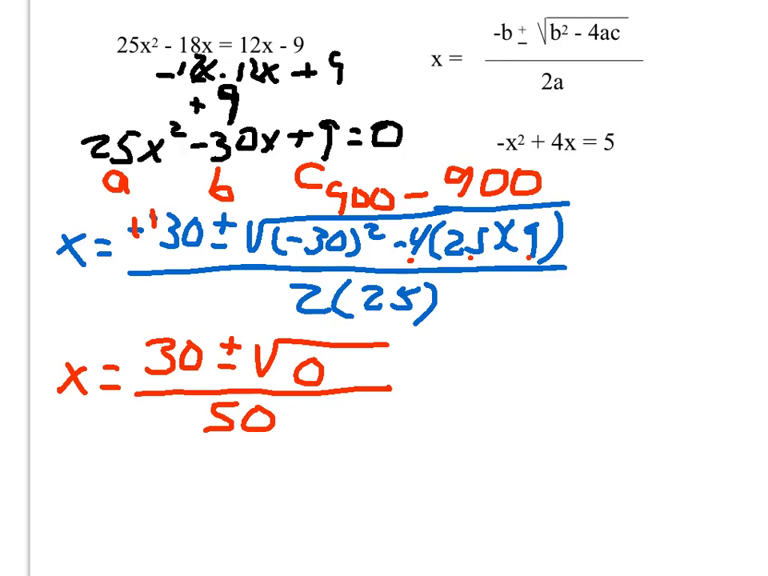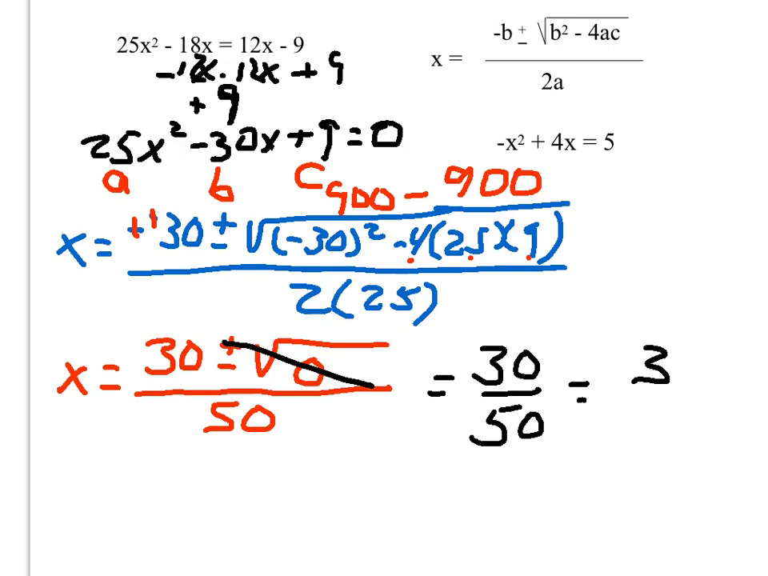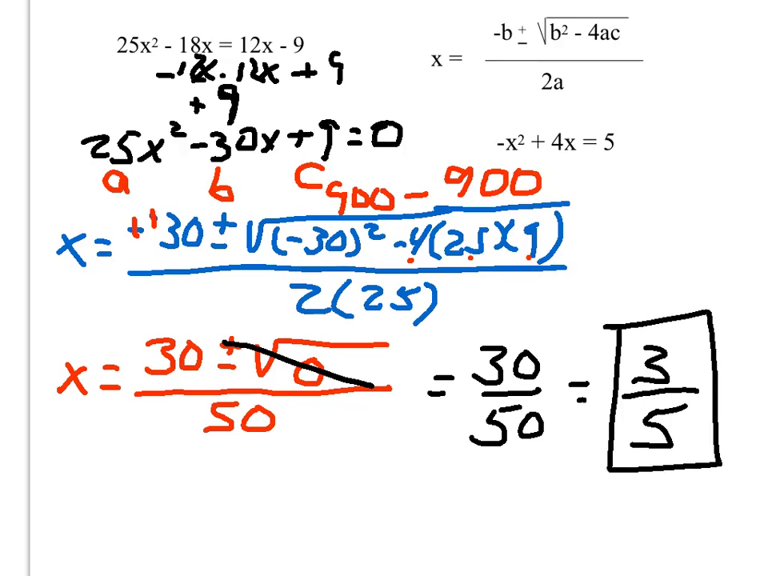So the square root of 0, very simple, is 0. So what we're really left with is 30 over 50, which we can break down to 3/5. So this quadratic equation is really only going to touch the x-axis at one spot, and that'll be at 3/5. So we know where the vertex is.